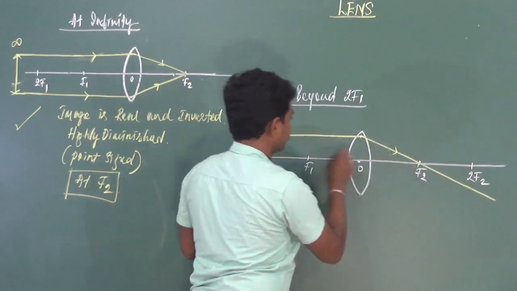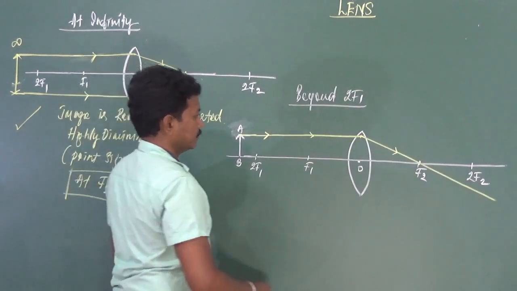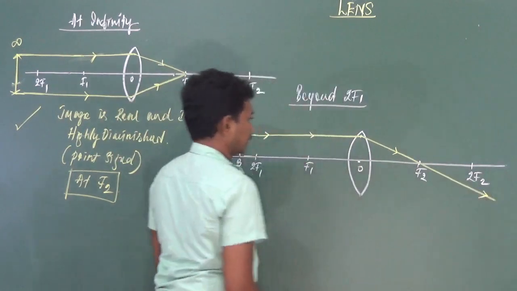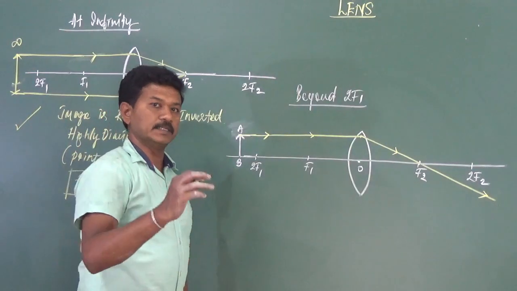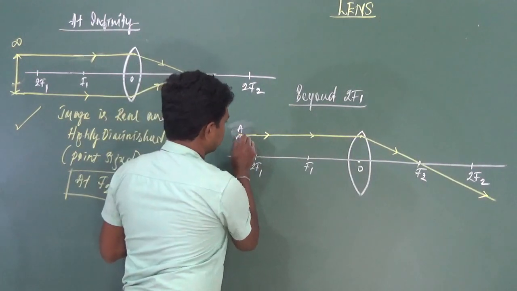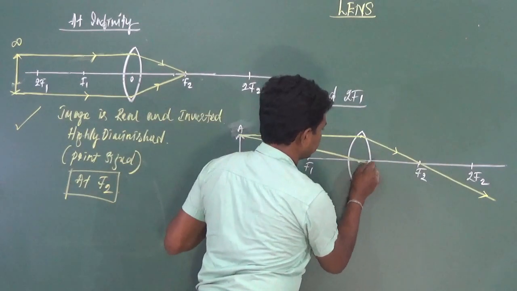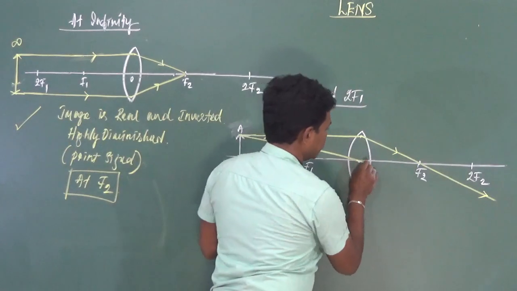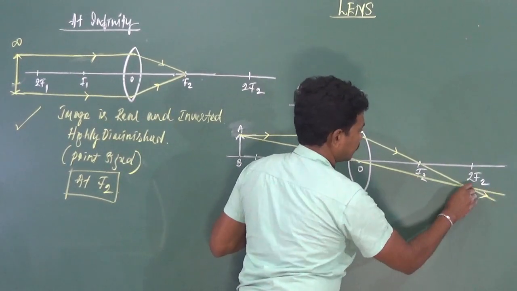Pass through F2. So this is the part of the light ray which is traveling parallel to the principal axis. Now let us take another light ray which is passing through the optic center of the lens itself. So from this point A, we will take another light ray which is passing through the optic center. So here the light rays continue and the image is formed at this point.